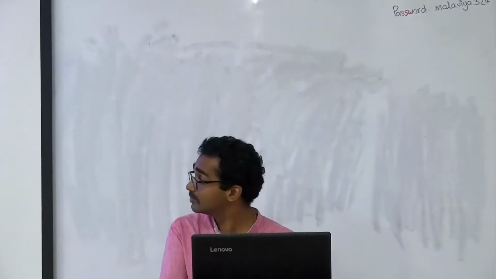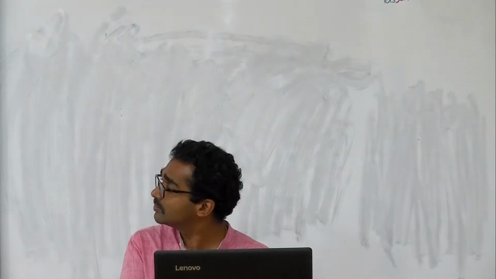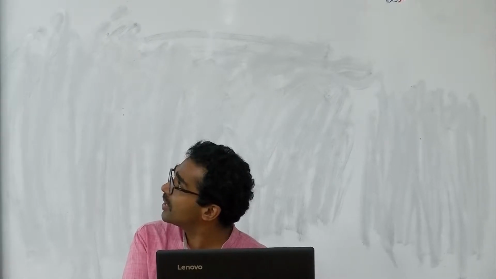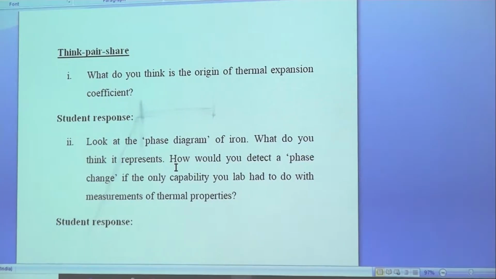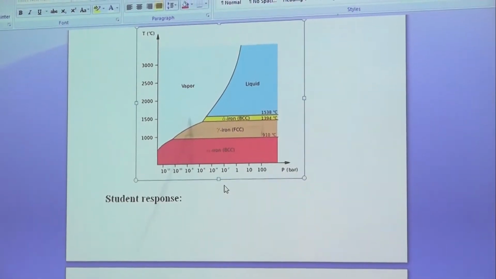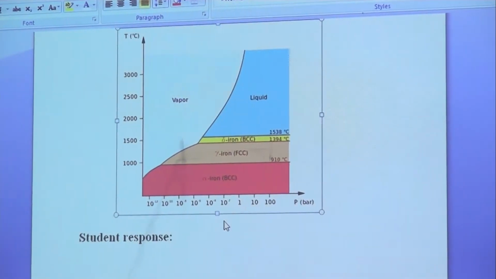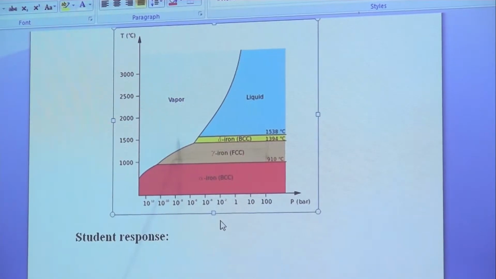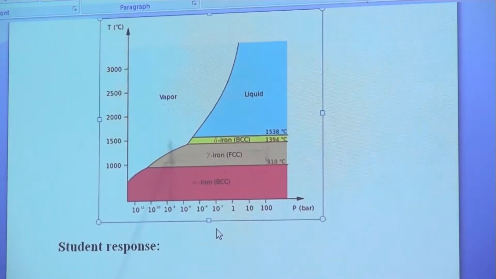Now, this is the last question for this session. Look at the phase diagram of iron given below. What do you think it represents? I am going to show you a diagram. It's called the phase diagram, and you will have to tell me what it represents. So, just like water can be converted into vapor and liquid, iron can be converted into vapor and liquid, and you will find these funny looking symbols: alpha, gamma, delta iron. There is pressure on the x axis, temperature on the y axis. What do you think this represents?